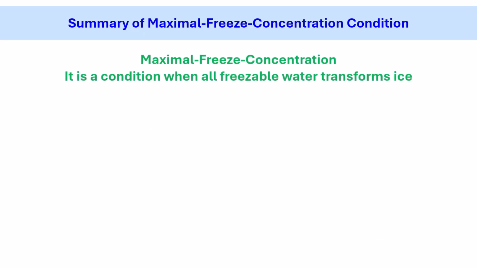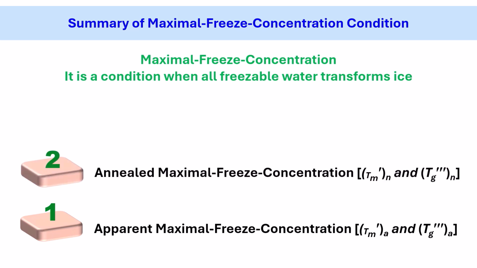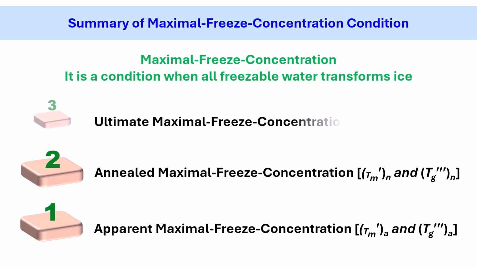In summary, maximal freeze concentration is a condition when all freezable water transforms to ice. First, we need to determine the apparent maximal freeze concentration condition. Second, annealed maximal freeze concentration conditions, and finally ultimate maximal freeze concentration condition.